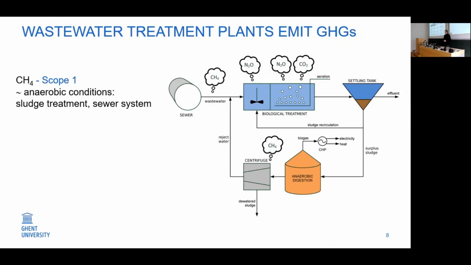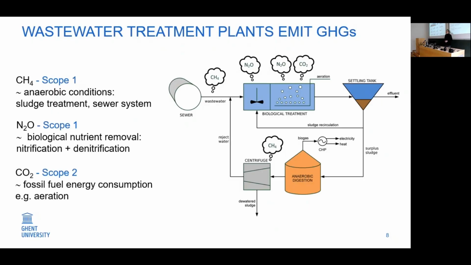Then also N2O. We call it in Dutch lachgas, nitrous oxide in English. It's mainly formed during biological nutrient removal, so in the denitrification process and also in the nitrification process. And then we also have CO2, but we do not look so much at the CO2 which is released during the biological conversions, because we consider that short cycle CO2, so it doesn't count. It's mainly the CO2 which is associated with the energy consumption, which is mainly for aeration.